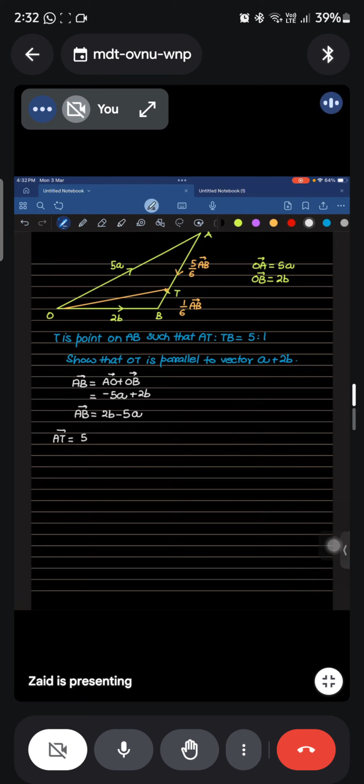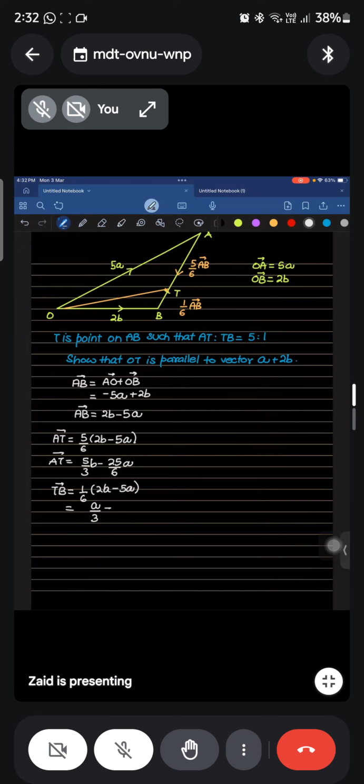So AT is 5/6 of 2B minus 5A. So I can simplify it and then it becomes 10B, or like 2 ones are 2, 3s are 3. So it's going to be 5/3 B minus 25/6 A. Okay. This is AT, and TB is 1/6 of AB. So it's going to be A/3 minus, sorry, B/3.